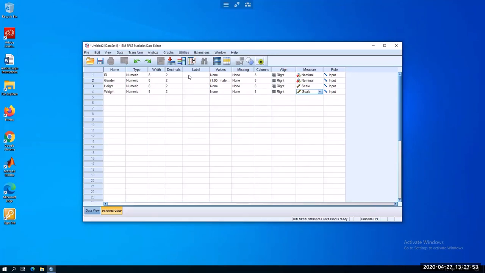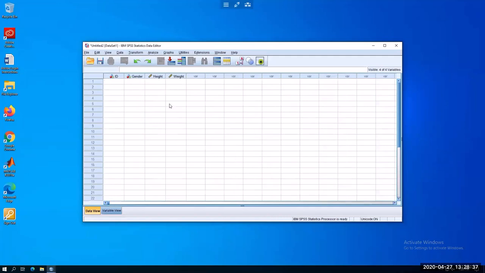Now, we want to add some labels to our variables. For example, for gender, we used one for males, two for females. Height in inches. And weight in pounds, for example. Also, you can change the number of decimal places here. For example, ID, let's see here how it looks.